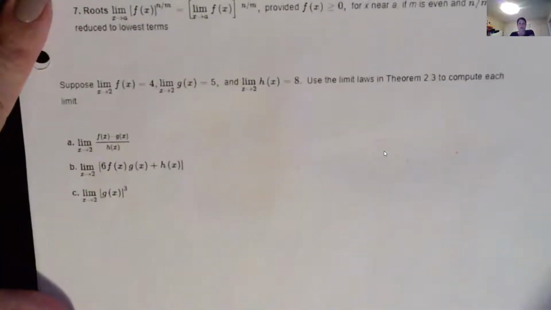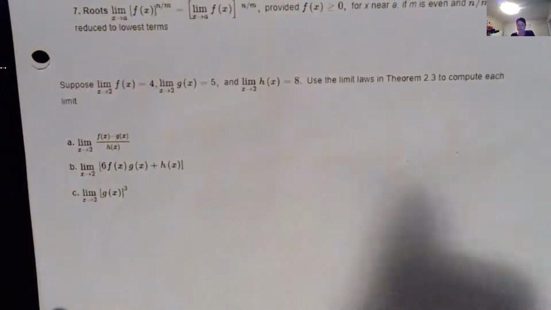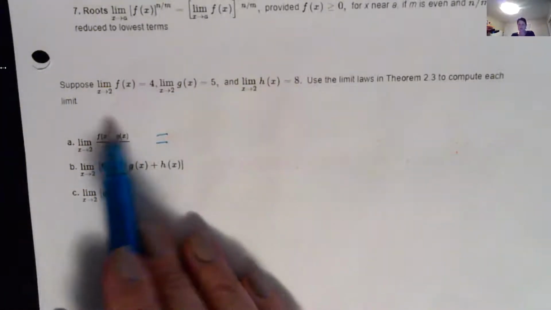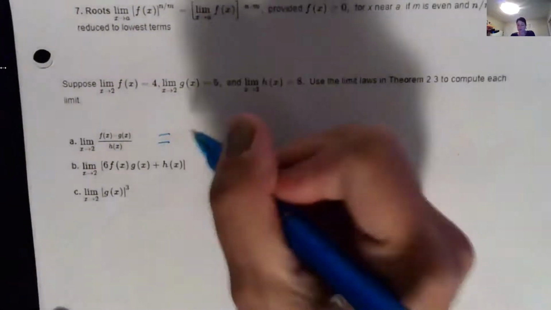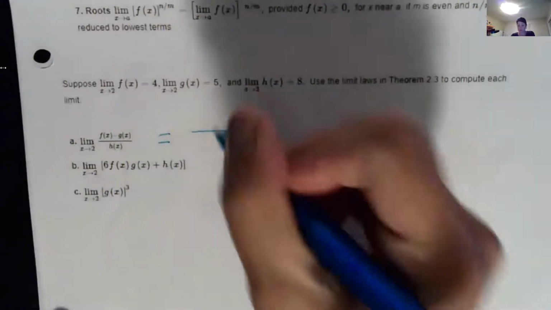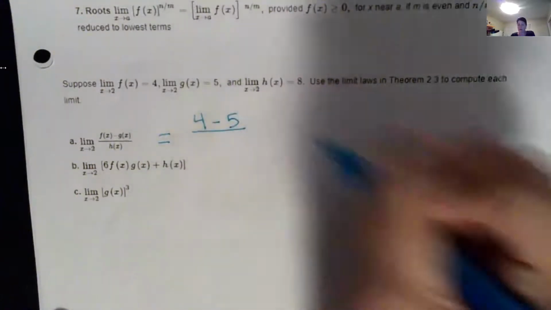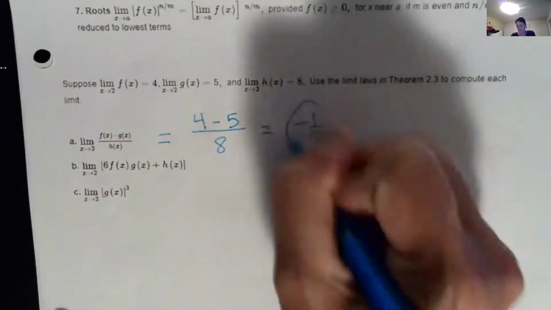So for the first one, it says the limit as x approaches 2 of f of x minus g of x, over h of x. Well, it's a combination of the difference law and the quotient law, right? There's two things happening here. So on the top, when you do the difference law, when you have the values given to you, you can just subtract the values. So f of x, that would be the 4 minus the 5, and divide it by 8. So negative 1/8 is your answer.